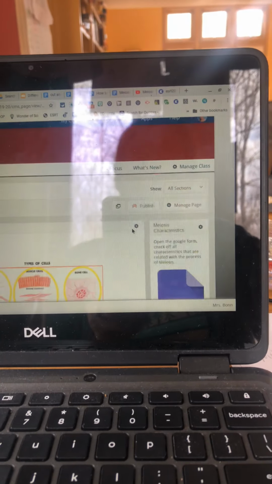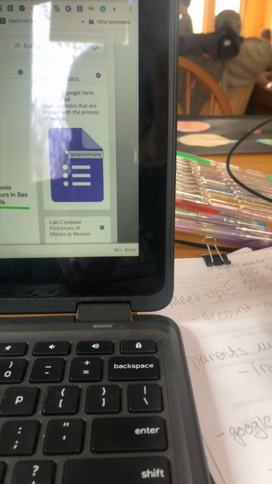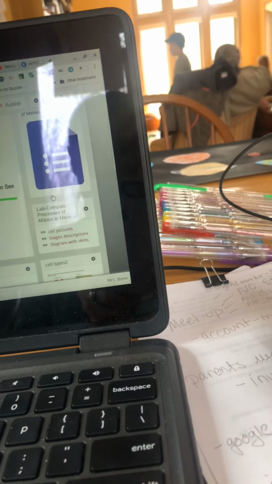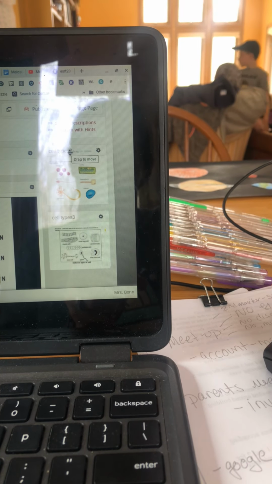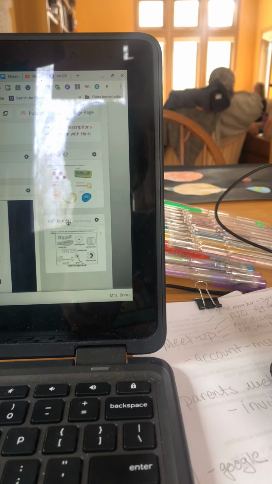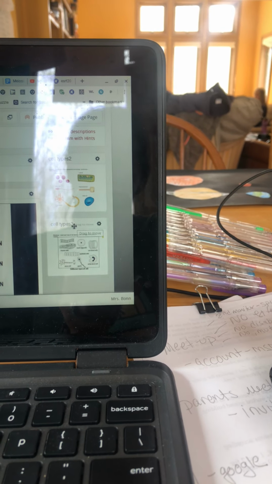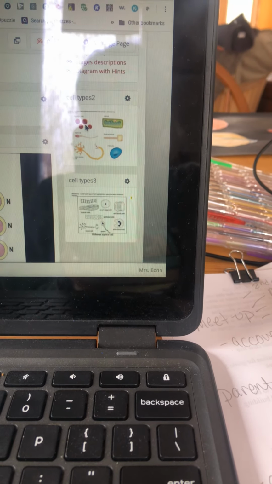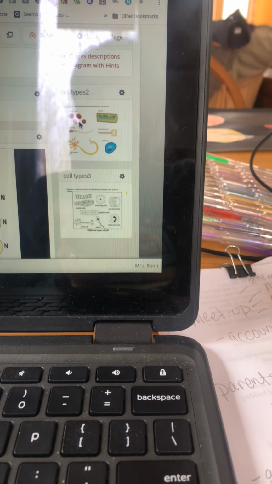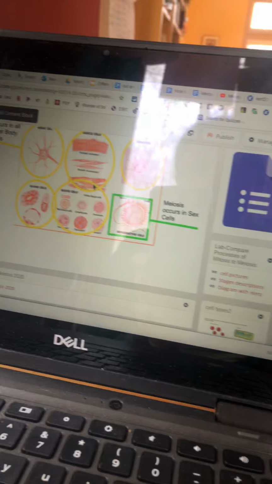That's your second one. Your third one is meiosis characteristics. That's a Google form. And then your fourth one is your cell types, number 2. And your fifth one is your cell types, number 3. Those 2 assignments, you need to identify the differences in which types of cells undergo mitosis and which cells undergo meiosis, just like this picture did.